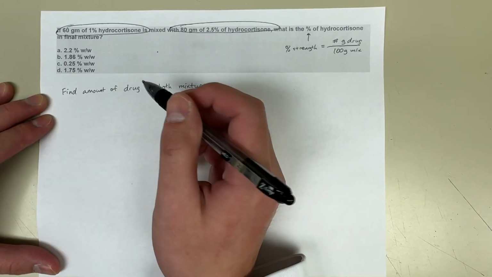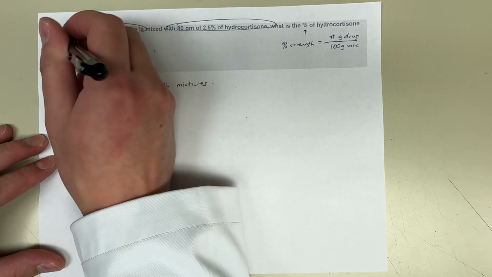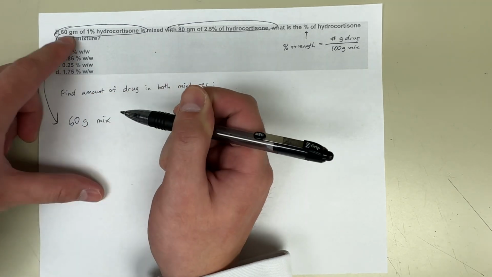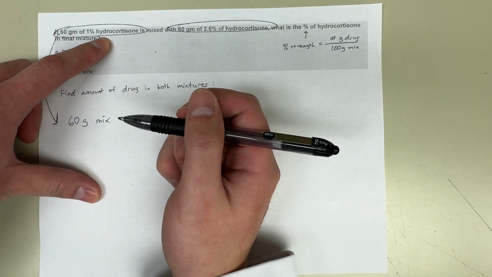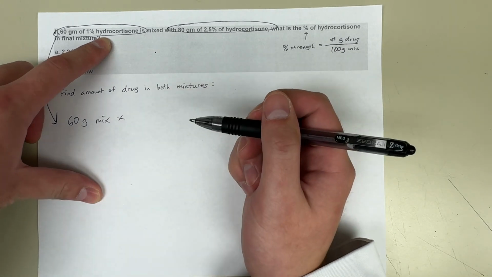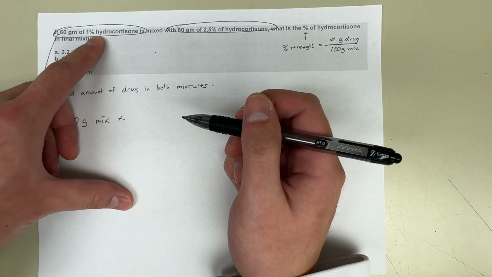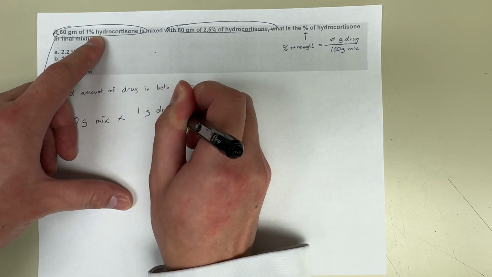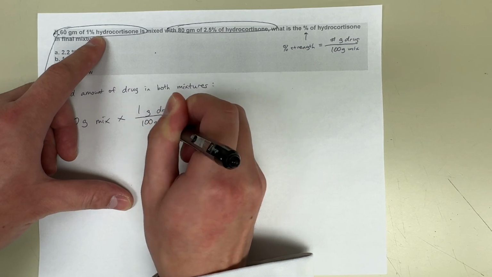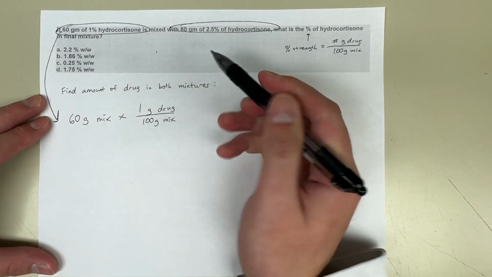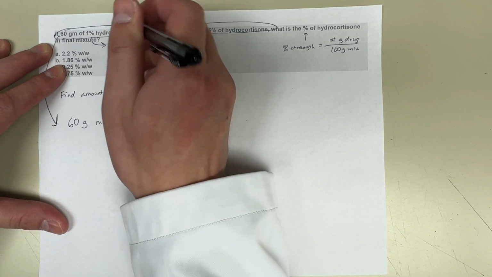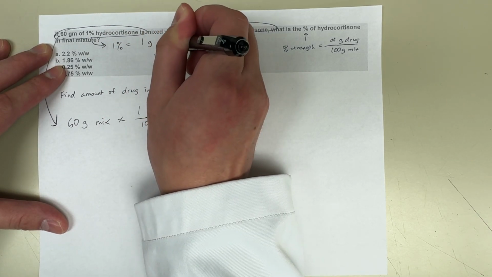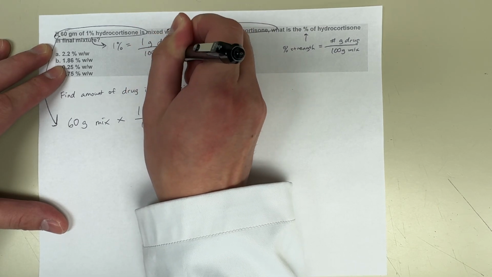So the first one I'm going to do is the 60 grams of 1%. So 60 grams of the mixture, because the 60 grams is 1% hydrocortisone, and I'm going to multiply that by the percent strength, 1%. 1% is the same thing as 1 gram of drug over 100 grams of the mixture. That's what this 1% means.